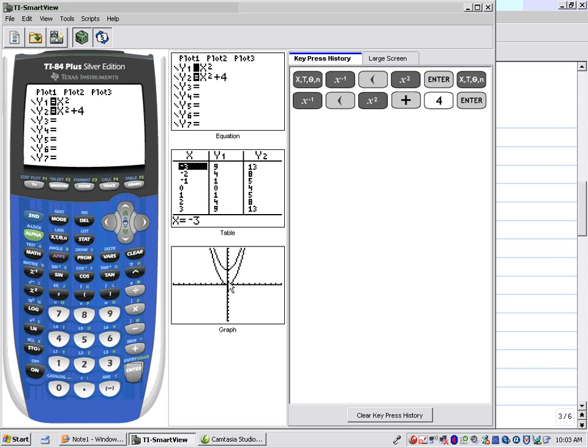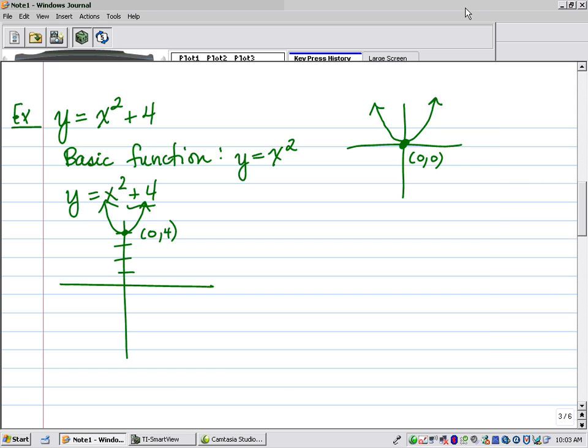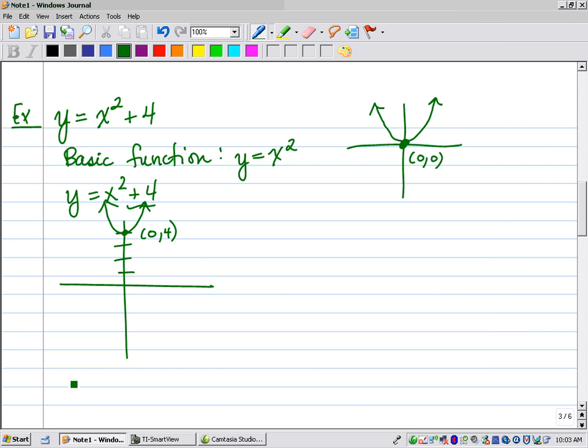Y is equal to x squared plus 4 shifts that graph of y is equal to x squared up 4 units. Now, what does that do to the domain and range? Yeah, my domain is unaffected because I'm really not changing the x values at all, but my range is affected because I'm affecting the y values.